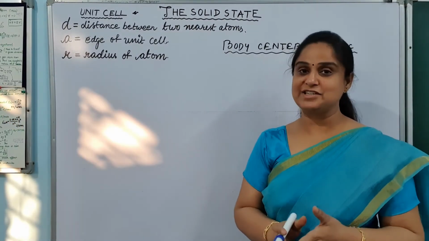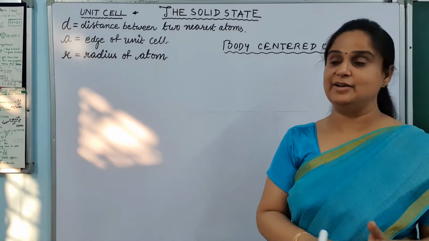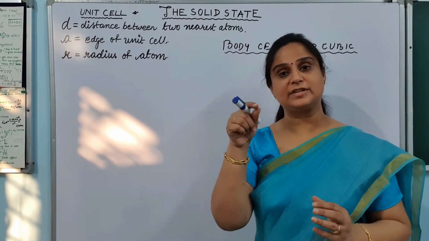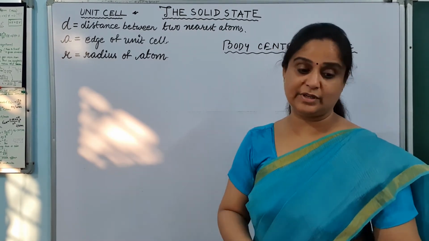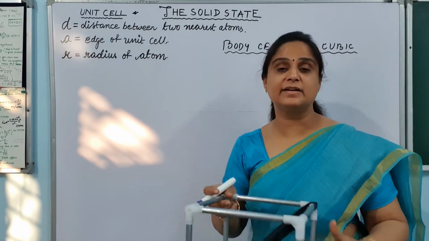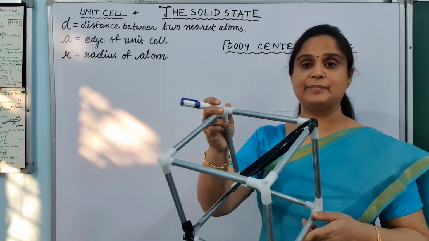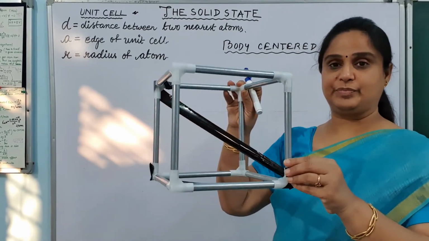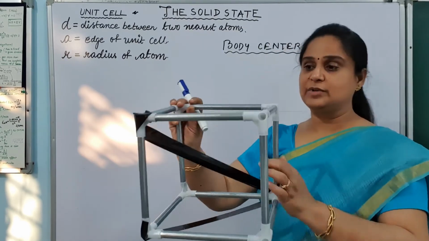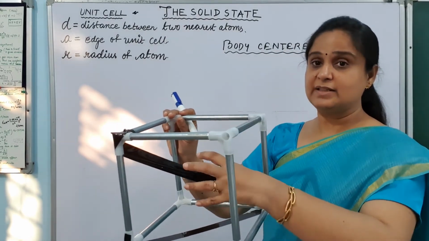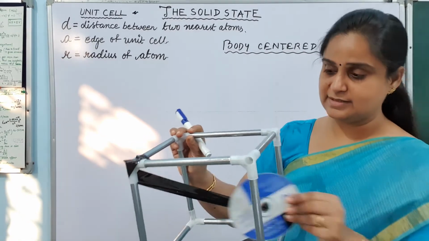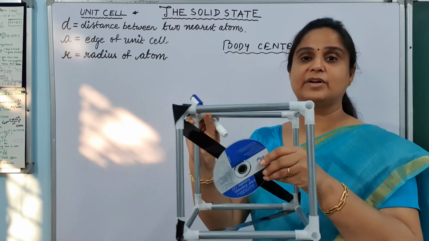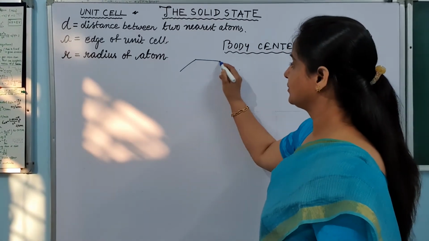Now let us derive the relationship between D, R and A for the body-centered cubic. Body-centered cubic means inside the cube there is a ball at the center of the body of the cube. So this will lie on the diagonal of the cube. Look at this diagram, look at this model. This is your cube, and this cube has a diagonal, and at the center of this body we have a ball.